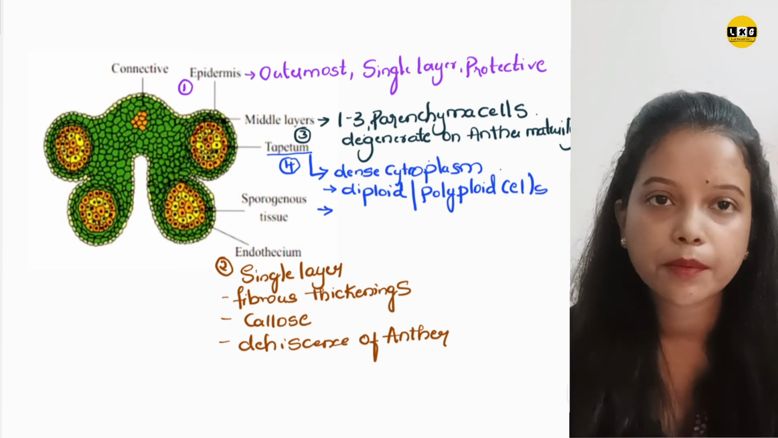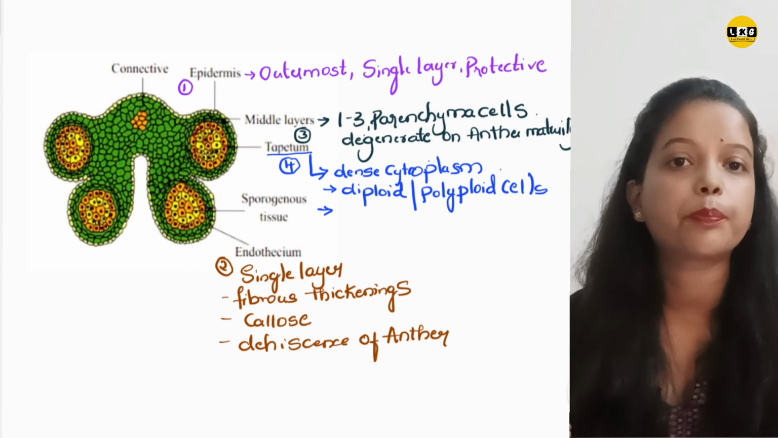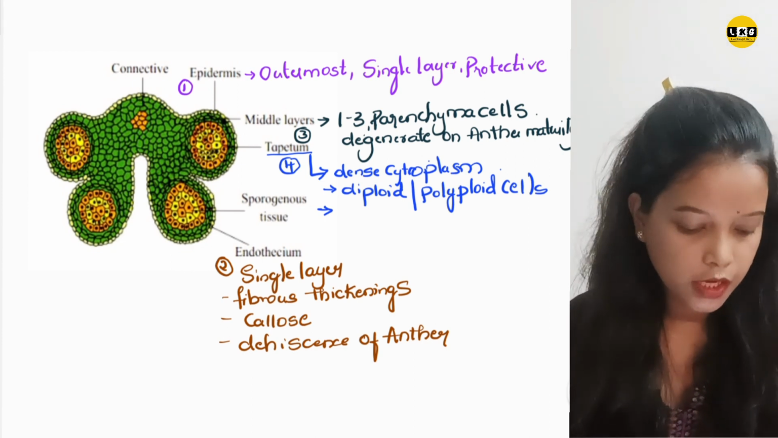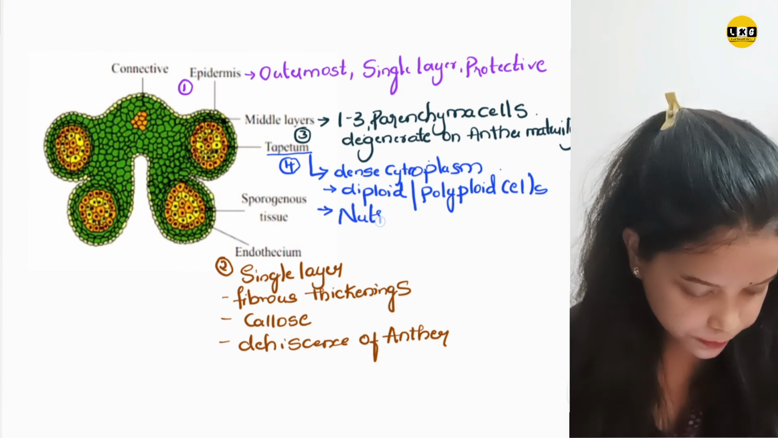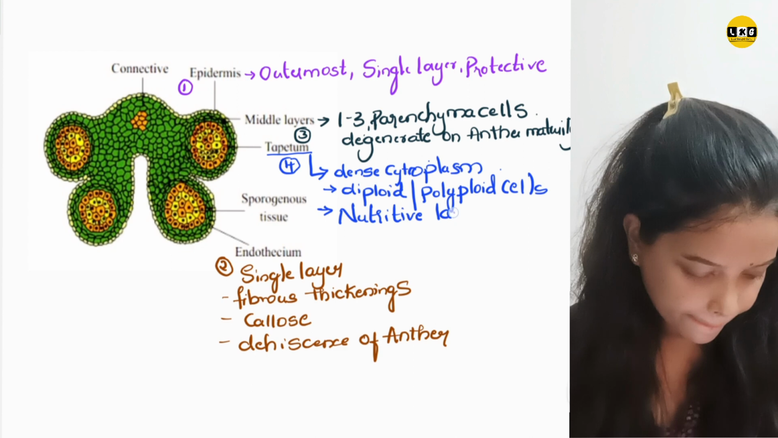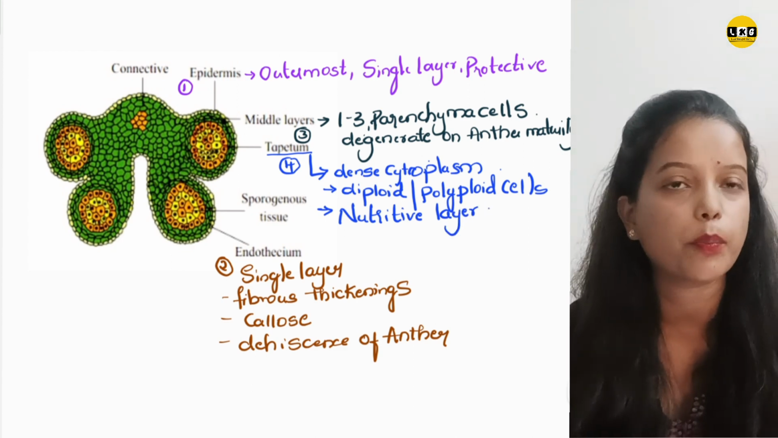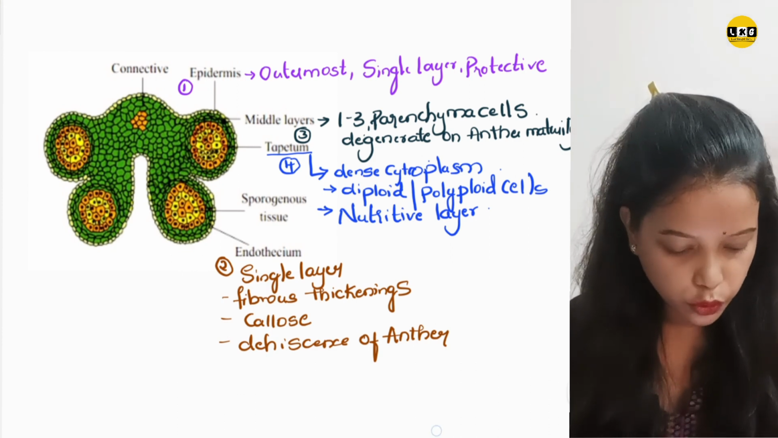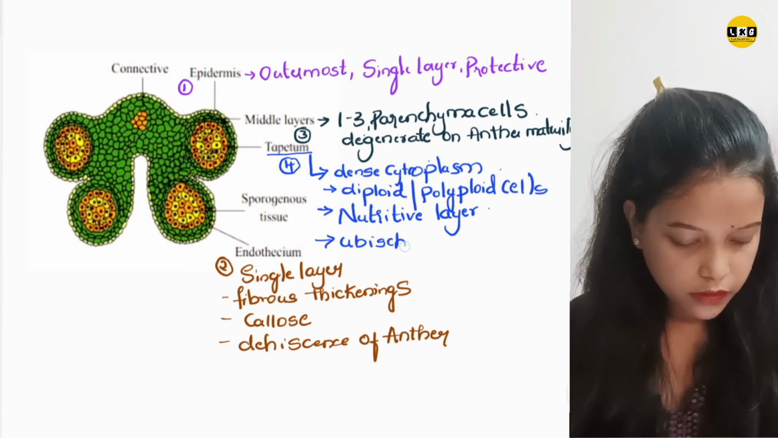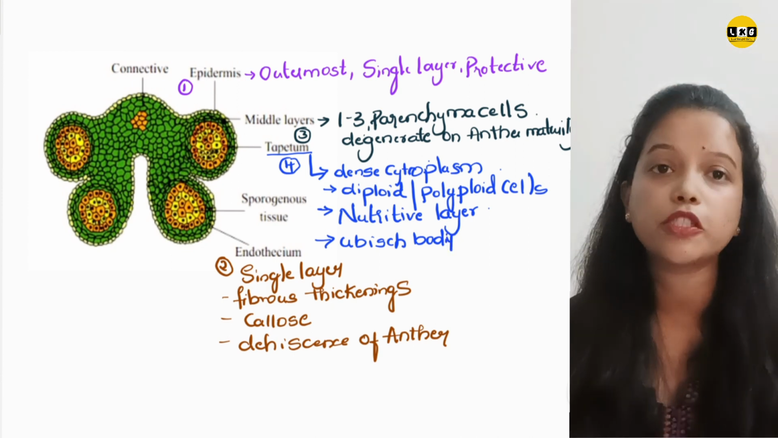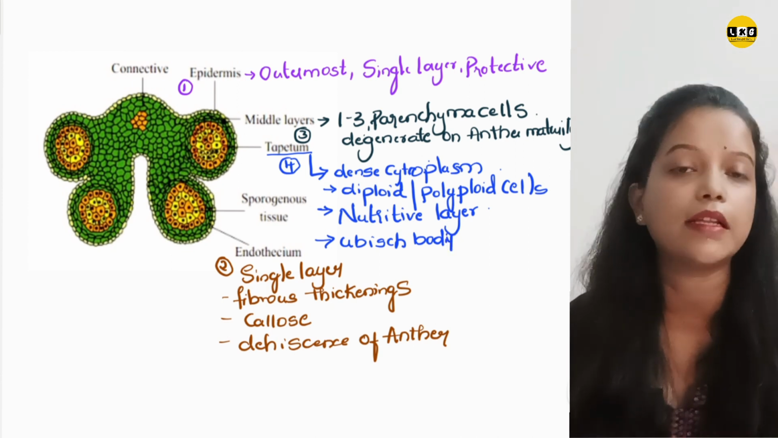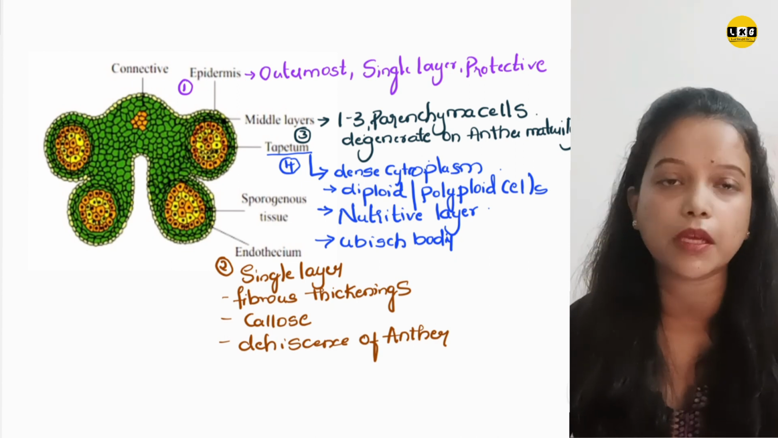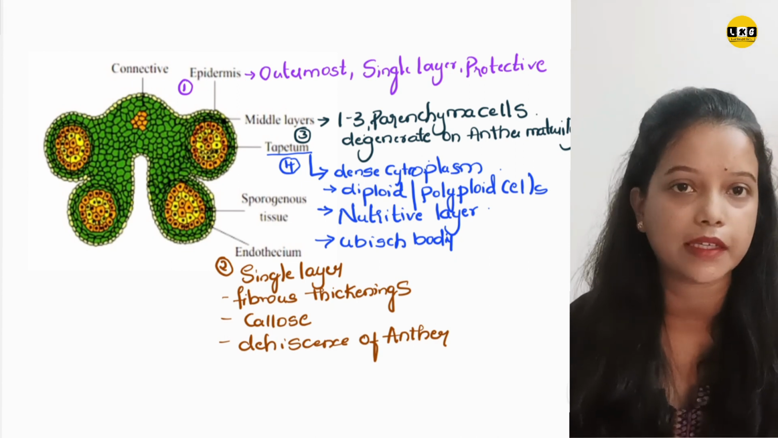The function of tapetum is, it is a nutritive layer. It provides nourishment. Nourishment to whom? It provides nourishment to developing pollen grains. So its function, it is a nutritive layer and provides nourishment to the developing pollen. Apart from this, it also has small granules which are known as Ubisch bodies. What are these Ubisch bodies? These Ubisch bodies are made up of an important, highly resistant chemical which is known as sporopollenin. Later the sporopollenin is used up in the formation of the outer layer of the pollen grain, that is exine.